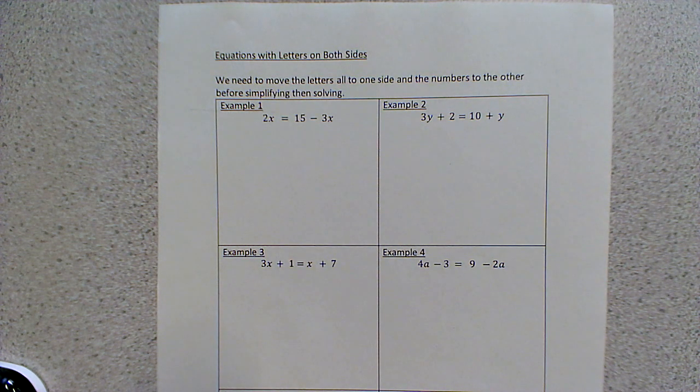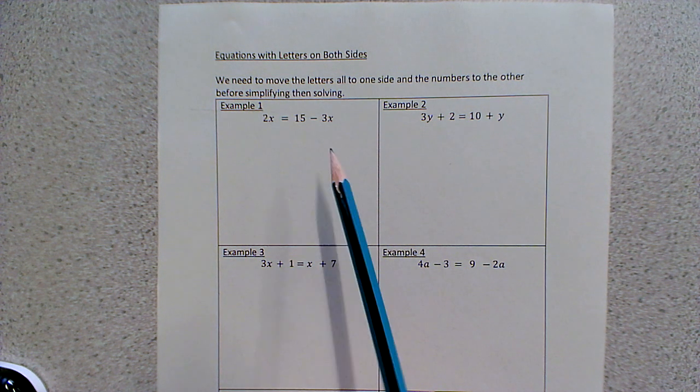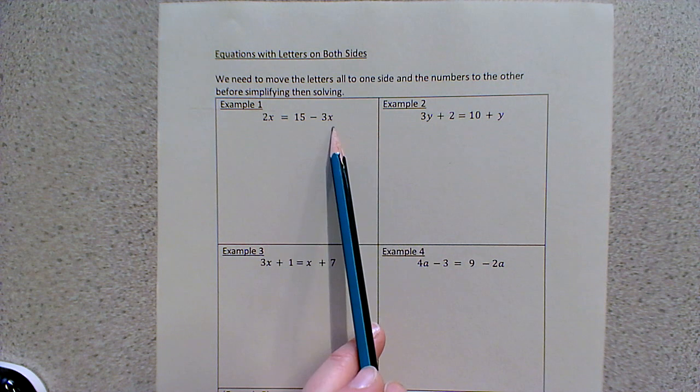Let's look at solving equations with letters on both sides. To do this, we need to move the letters all to one side and the numbers to the other side before we can solve. So if you look at this first example, we have x on both sides here.